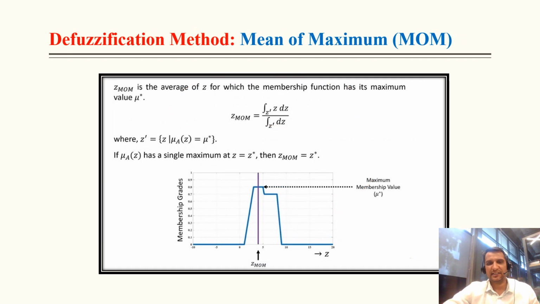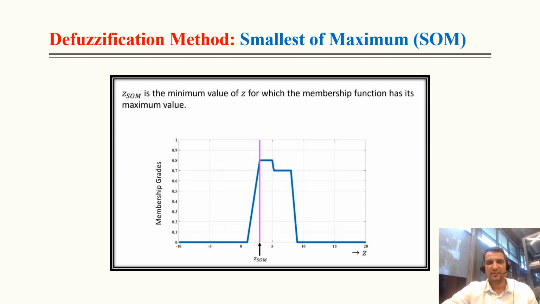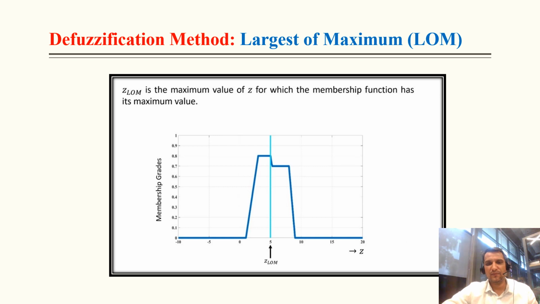Now mean of maxima, we have to take the mean value of the maximum membership values at that particular point. Smallest of maxima, so at this particular point the maximum membership value is this one, that's why smallest of maximum. Largest of maximum, at this point and at this point membership values are the same, but we have to consider the largest value. Instead of this I am going to consider 5 as the largest value, so this will be our largest of maxima.